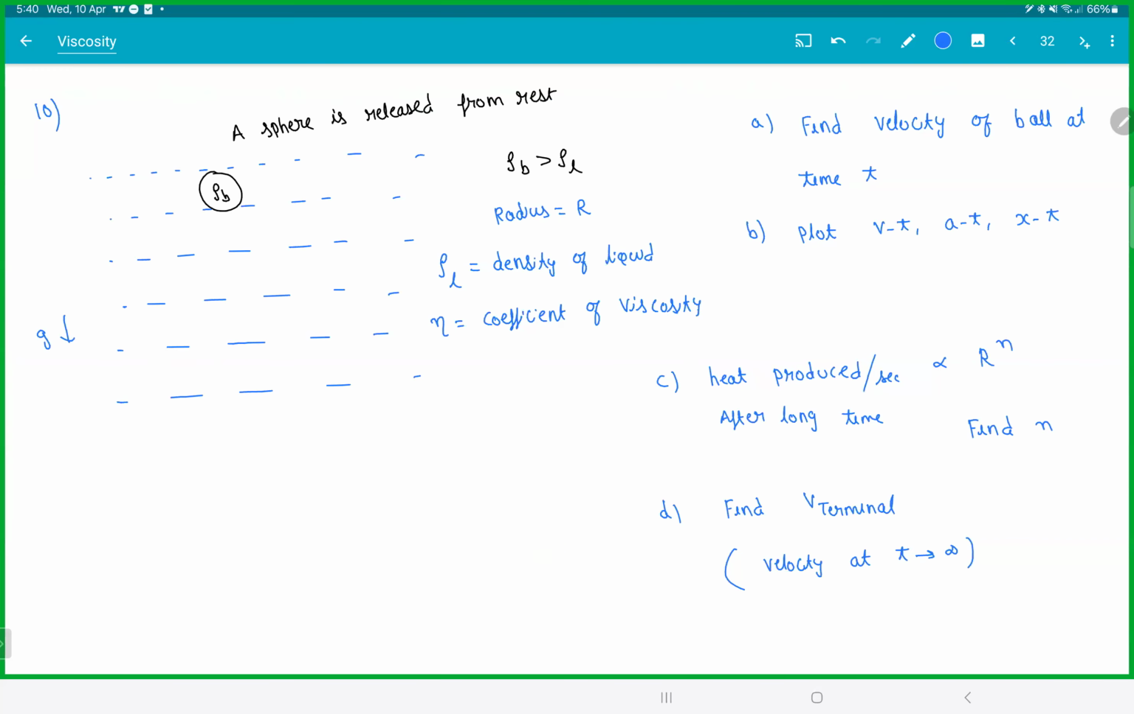Clear? So a sphere is released from rest, it starts sinking. Find the velocity as a function of time t. Start with that. I'll just tell you the starting part. How many forces are there? mg, buoyant force, and viscous force.